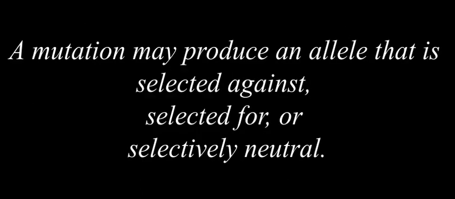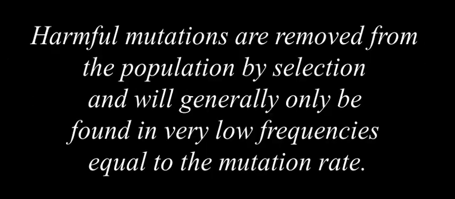A mutation may produce an allele that is selected against, selected for, or selectively neutral. Harmful mutations are removed from the population by selection and will generally only be found in very low frequencies equal to the mutation rate. Beneficial mutations will spread through the population through selection, although that initial spread is slow.